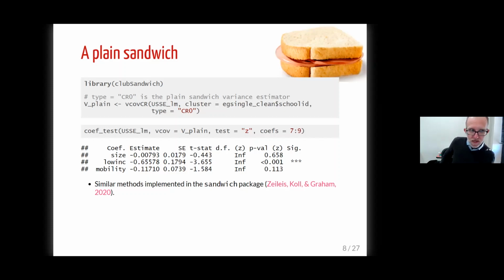The main feature of clubSandwich is that it does these small sample refinements, and doing the small sample refinements is still an outstanding problem for cross-classified error structures. If someone has interest in working on that or has an idea about how to approach it, I would love to talk to you.